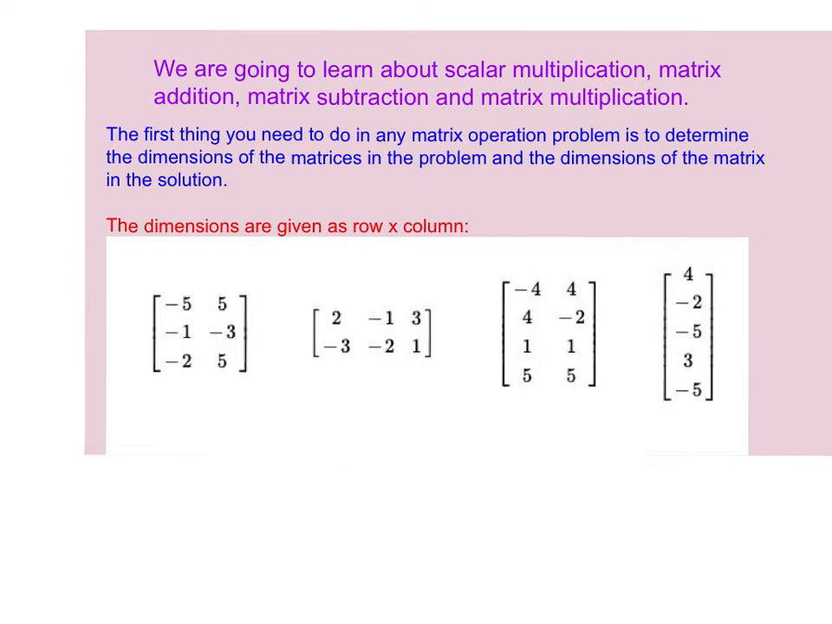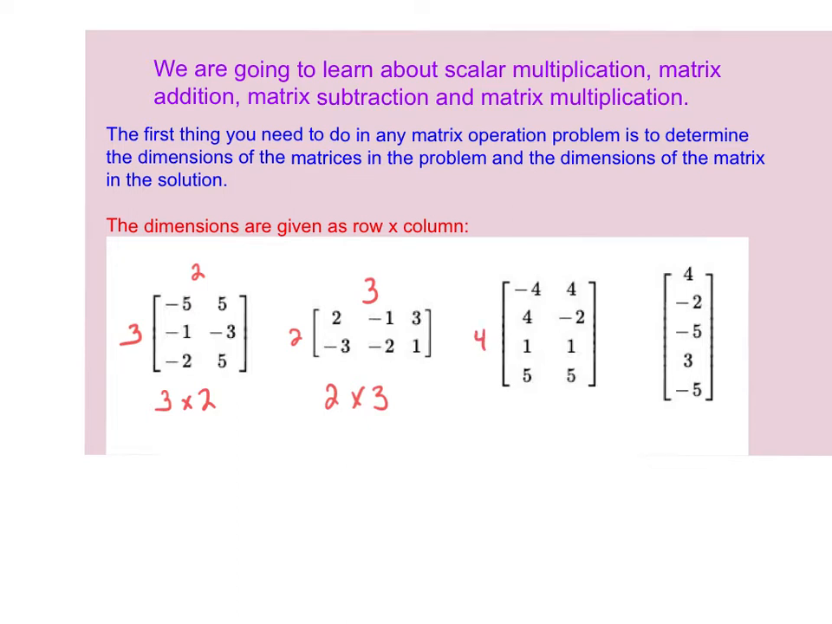So the first thing I'm going to do is just a couple of examples of writing down what the dimensions are of each of these matrices. When we do that, we do the number of rows by the number of columns. So in my first example here, we have 3 rows by 2 columns. So we say that's a 3 by 2 matrix. In the second one, we have 2 rows by 3 columns. So that would be a 2 by 3 matrix.